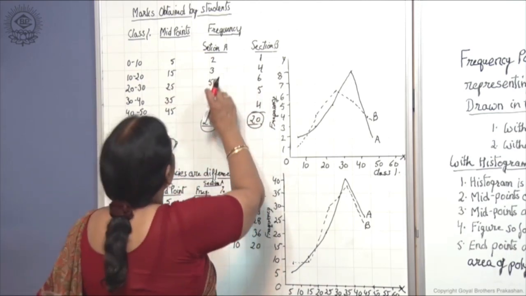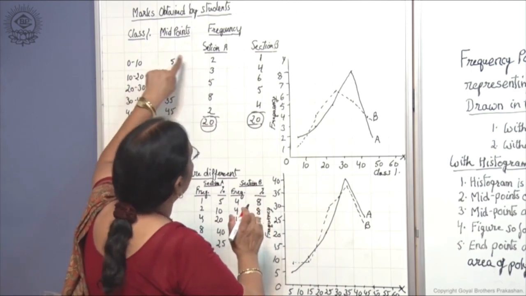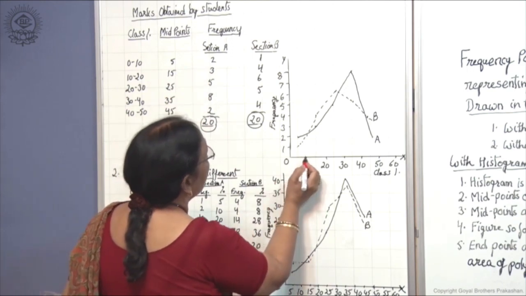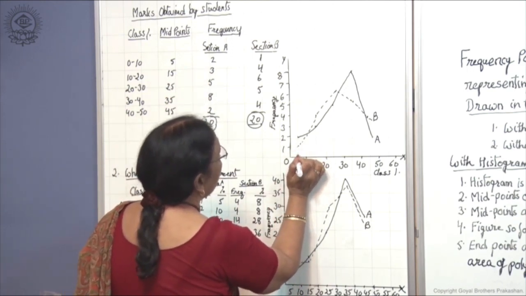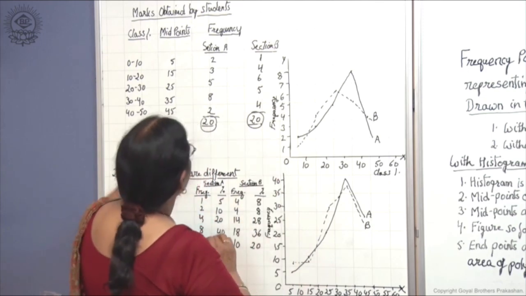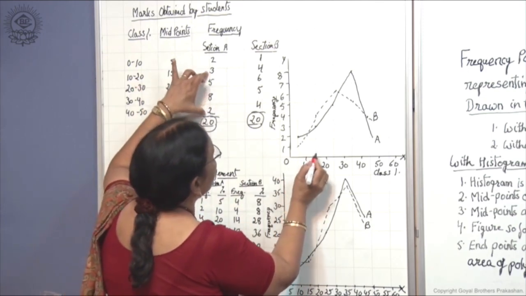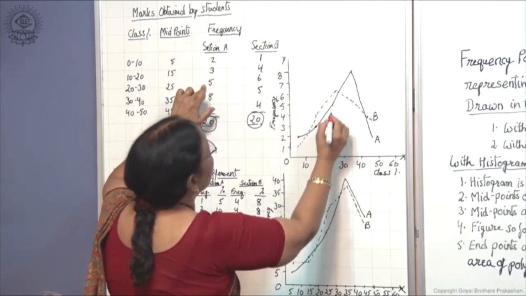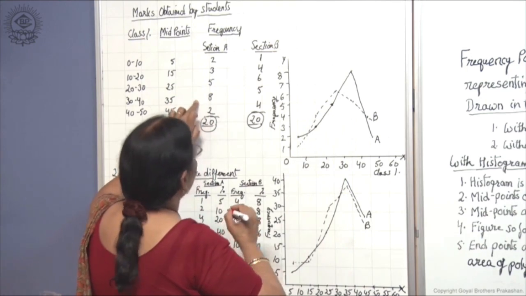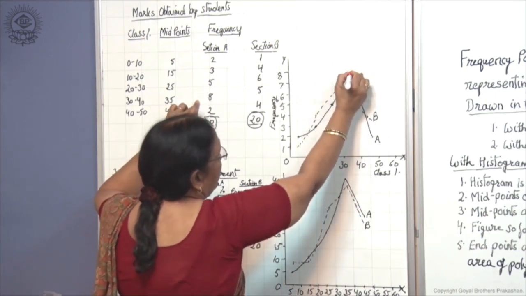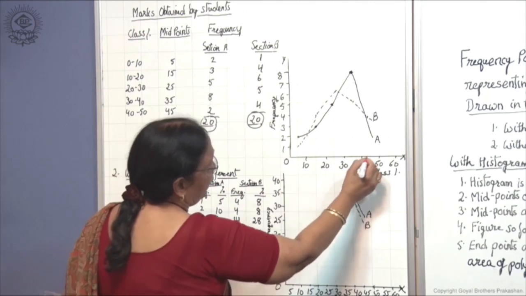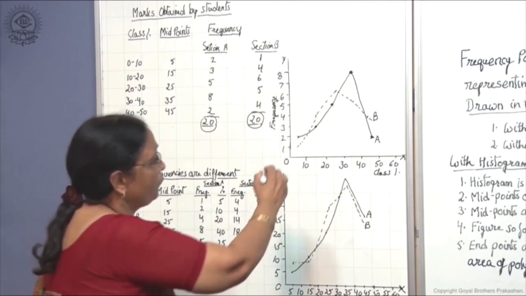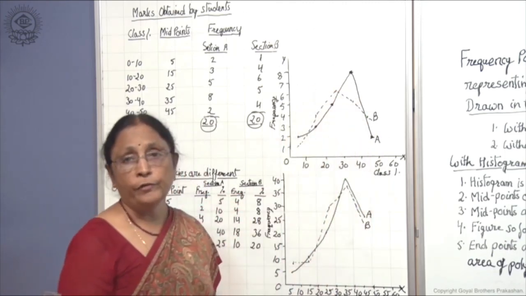Again, now take the midpoint. This is 5, section A. First plot the graph. 5 is the midpoint, section A, the first point will be here: 5, here will be 2. Then 15, 3, this is 15 and this is 3. Then 25, 5, 25 and 5. Then 35 and 8, this is 8. And then 45 and 2, right? And join it by a freehand curve and you get the frequency curve.